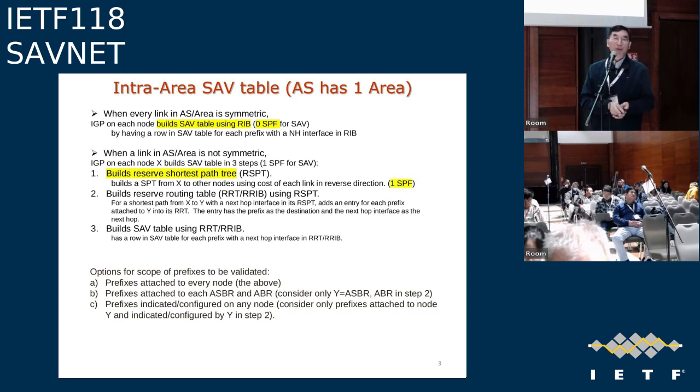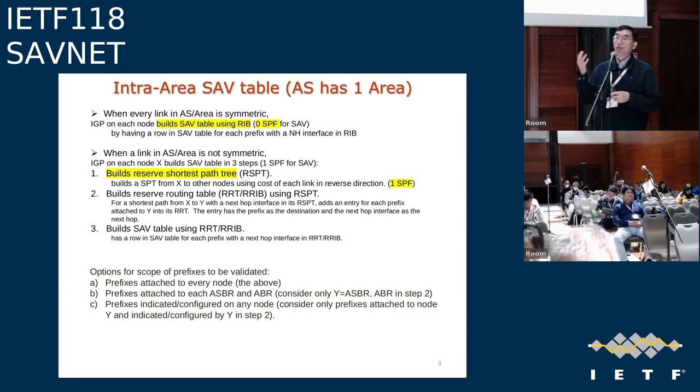At step two, we build the routing table using this reverse shortest path tree. So basically, for each prefix attached to a node Y, we have a shortest path from X to node Y with a next hop. And then for each prefix attached to node Y, we just add that prefix and the next hop interface to Y to the SAVI table, and then we're done. And then as soon as we have the reverse routing table, we just copy the content of the routing table to the SAVI table, and then we get the SAVI table. So this procedure will get all the prefixes in the SAVI table.